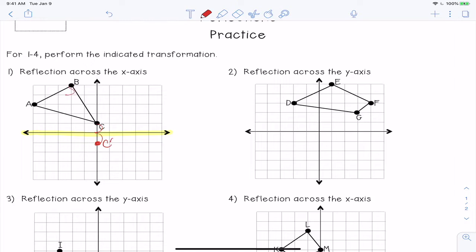B is 1, 2, 3, 4, 5. 5 jumps from the x, so B prime should be 5 jumps from the x on the other side. So 1, 2, 3, 4, 5. B prime. And A is 1, 2, 3 jumps from the x. So we're going to do 3 jumps on the other side. So 1, 2, 3. And that's your A prime. And you can connect them.